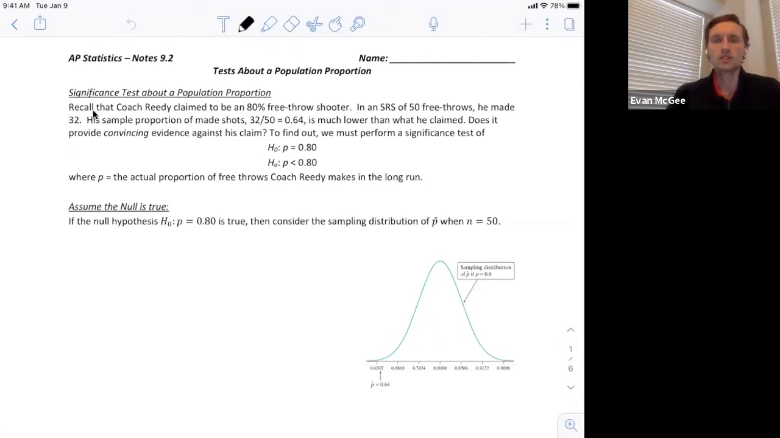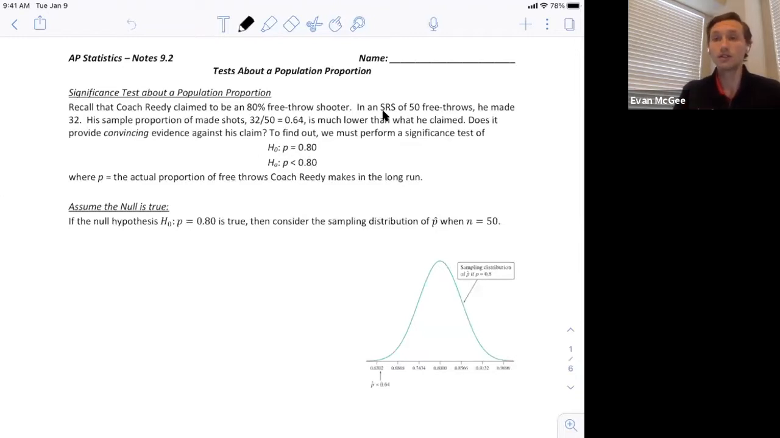So a significance test, if you remember from the previous videos, we said Coach Reedy claimed to be an 80% free throw shooter. And so we had our null hypothesis that p, the proportion of free throws that he made in the long run, was 80%, but we believe he's lying. We don't think he's an 80% free throw shooter. So we have an alternative where p is less than 80%.